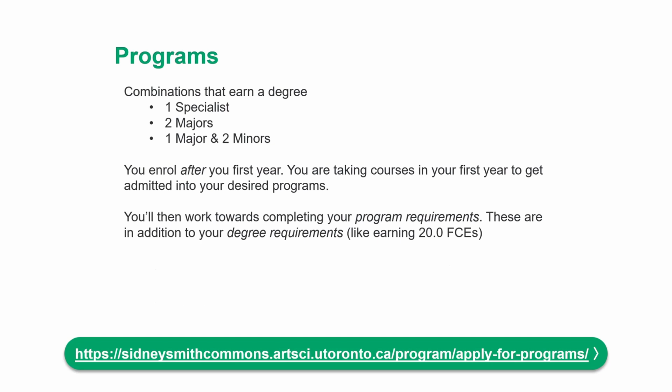And so your goal is to take the courses you need to get into the programs that you want. Bear in mind that you're also going to be separately completing your full list of degree requirements that Denise talked about, which includes those 20 credits, which means you're going to have room for elective courses.